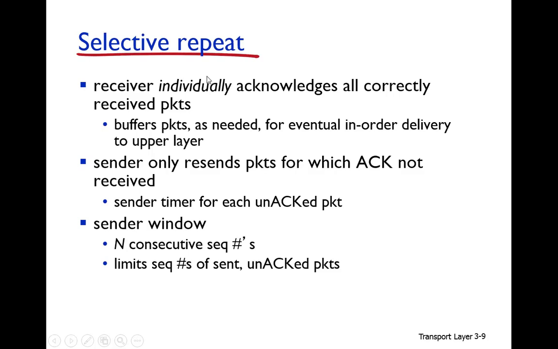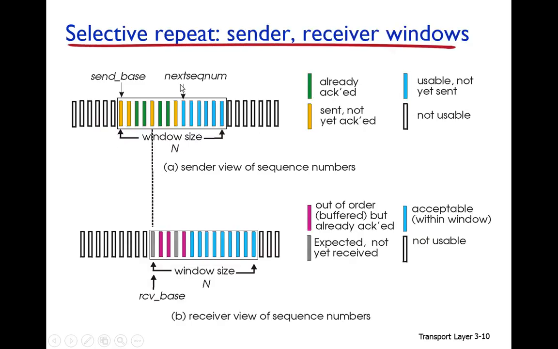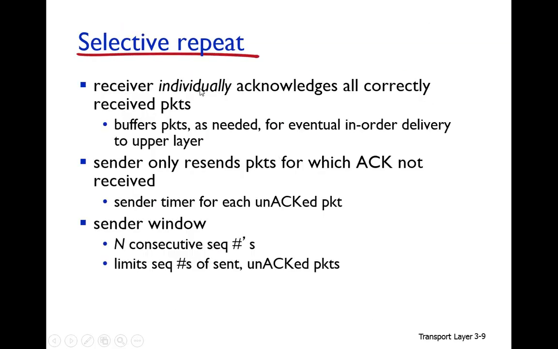In Selective Repeat, the receiver individually acknowledges all correctly received packets, which means it buffers packets. Why buffer? If out-of-order packets are received, they are stored and acknowledged. In Go-Back-N, out-of-order packets are not stored, they are discarded, but here they are stored, so we need a buffer at the receiver. The buffer is needed for eventual in-order delivery to the upper layer.